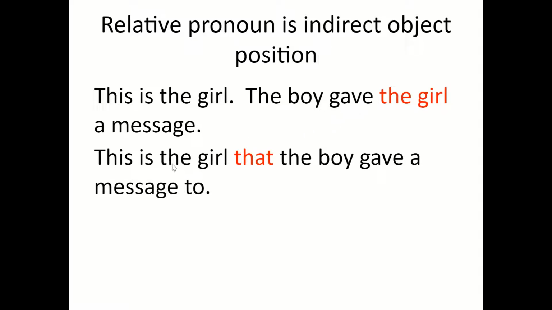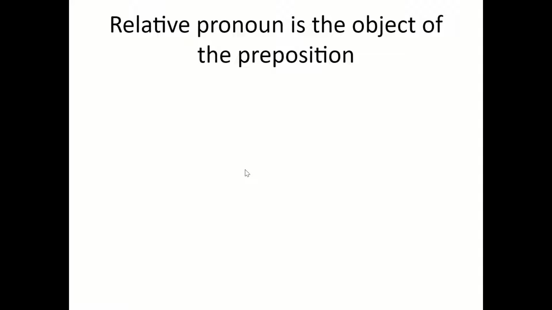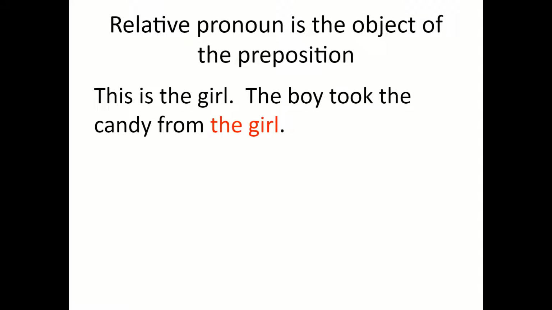And this becomes, this is the girl that the boy gave a message to, with that now referring to the indirect object position. Now, it can also be the object of the preposition. So this is the girl. The boy took the candy from the girl. Here, the girl is the object of the preposition from.